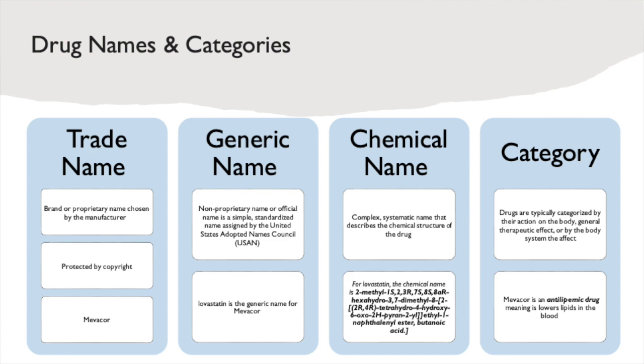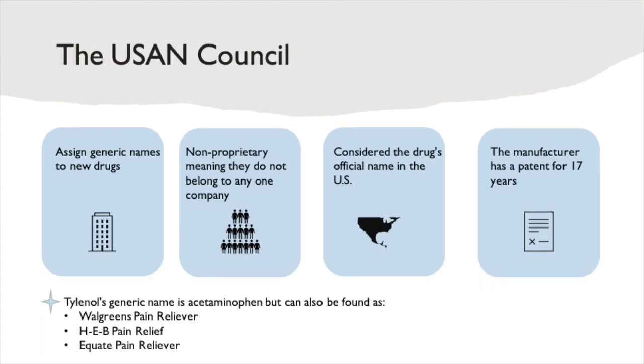Finally, Mevacor is an antilipemic drug. That's its category. This category lets us know that it lowers lipid in the blood. And as mentioned, Mevacor specifically lowers cholesterol in the blood. You'll find that drugs are typically categorized by their action on the body, general therapeutic effect, or by the body system they affect.